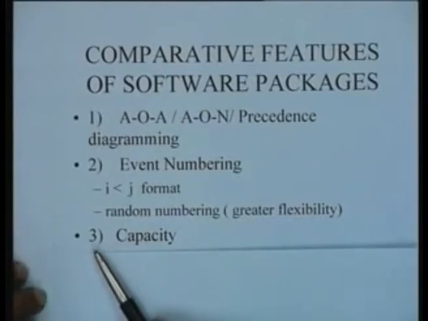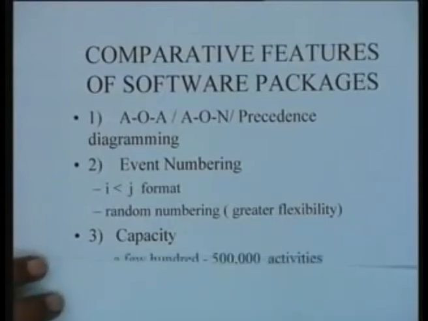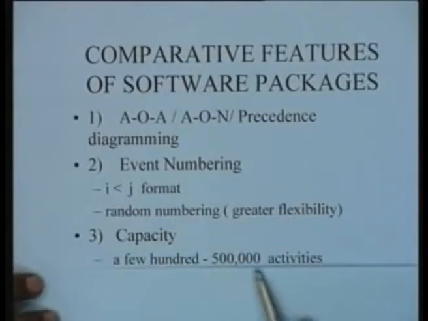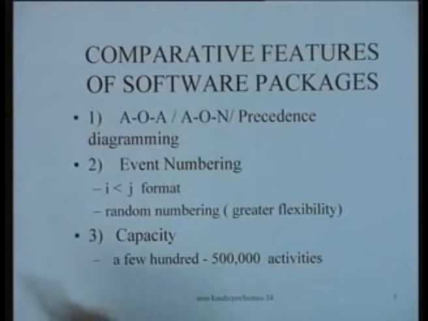The third factor on which you can compare various kinds of software packages is the capacity, and typically by capacity we mean the number of arcs or the number of activities that it can handle. This capacity typically varies from a few hundred to about 5 lakh activities. Packages can comfortably handle activities within this range, as far as the overall project is concerned. This is the availability of the capacity.